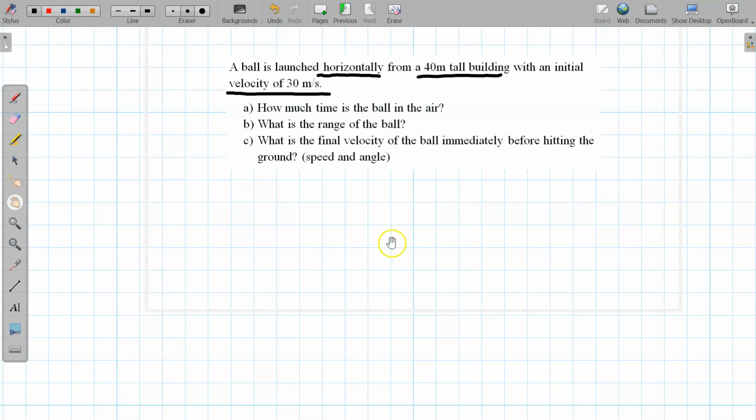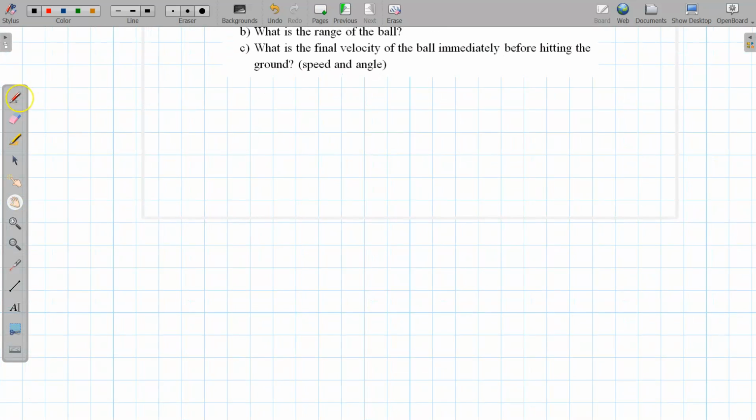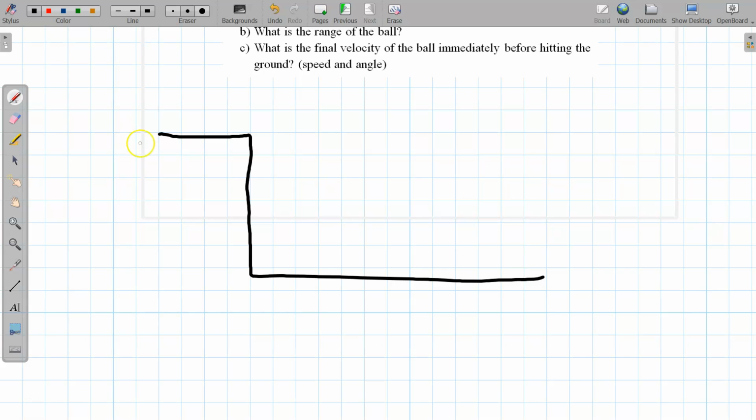First thing we do is we always make a well-labeled sketch, and then once we do that, we can start looking at what we're being asked to solve. So I'm on a building that's 40 meters tall. My ball is located at the top. I'm going to label this x0. The ball's going to land somewhere right around here. I'll label that xf. It's usually a good idea to trace out the trajectory as close as you can.